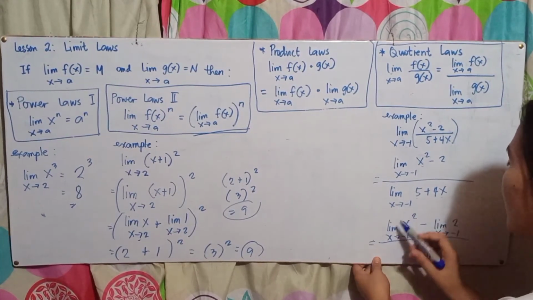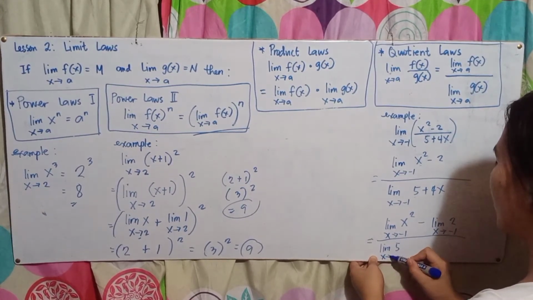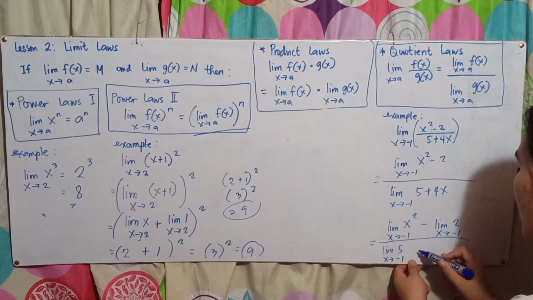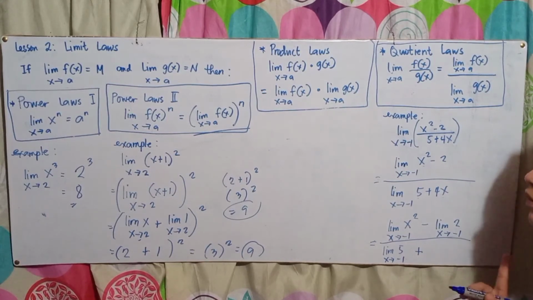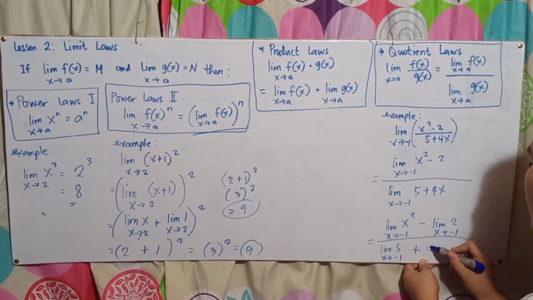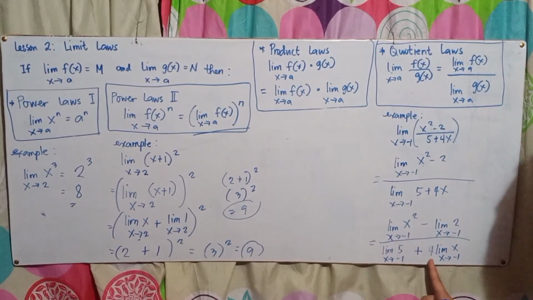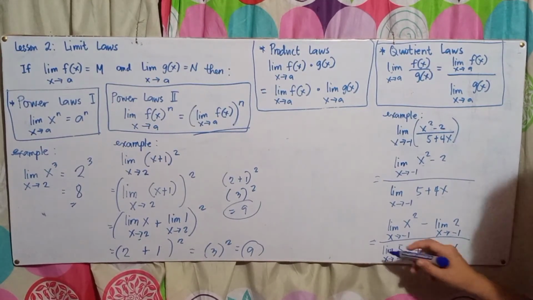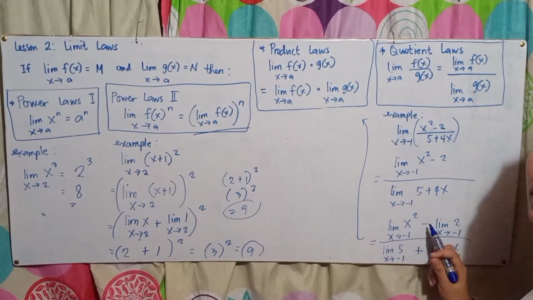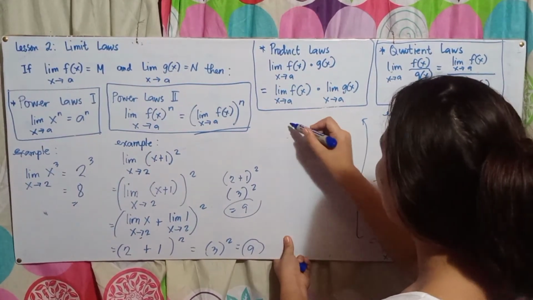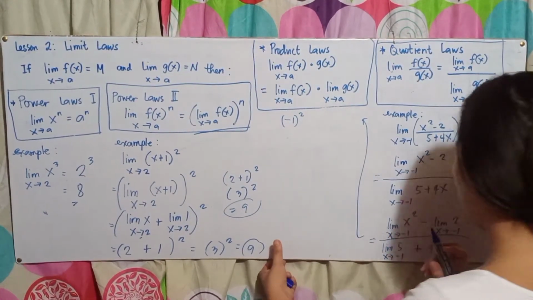So, sa denominator, limit of 5 as x approaches to negative 1. So, constant law plus. So, under siya sa sum law. Next is 4 limit of x as x approaches to negative 1. So, under siya sa constant multiple. Okay, next. So, ang answer, negative 1 squared. So, under sa power law, negative 1 squared. Next constant, negative 2.